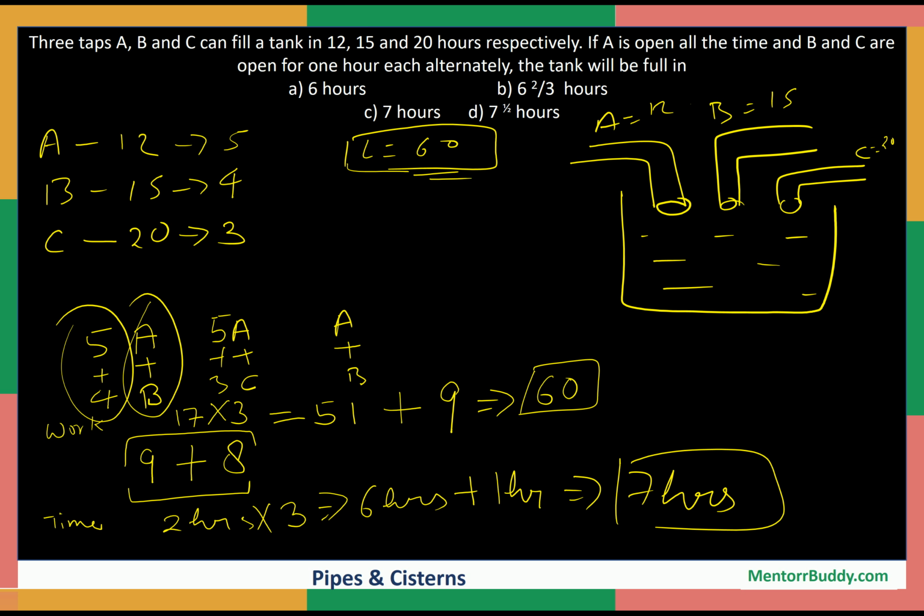So this is the approach of alternate works. So option C is the correct one. Please learn this concept. It is a very important concept and very much asked in different types of questions.